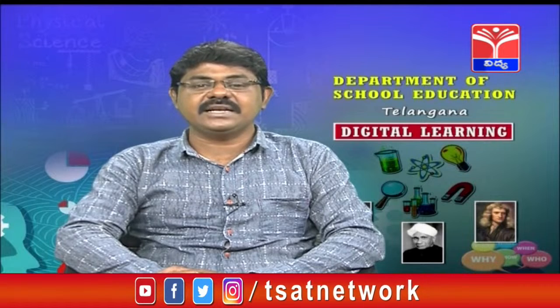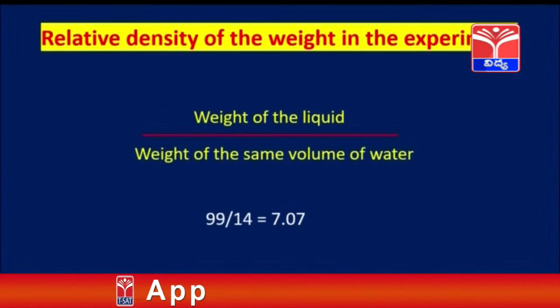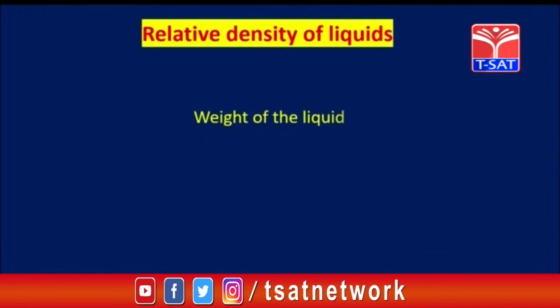This is the formula for the relative density of the liquid. So, 99 by 14, it is 7.07. This is the relative density of the iron weight that we found in the previous activity. So, now, relative density of liquids.